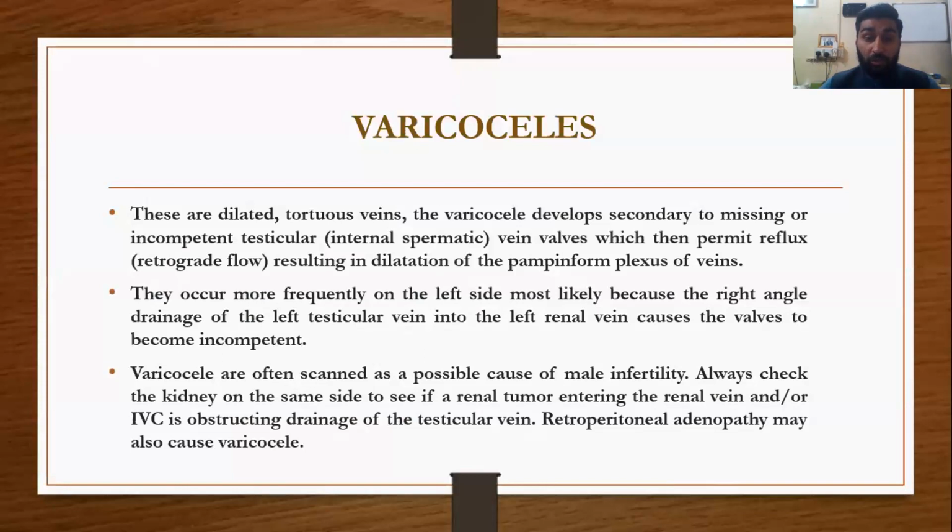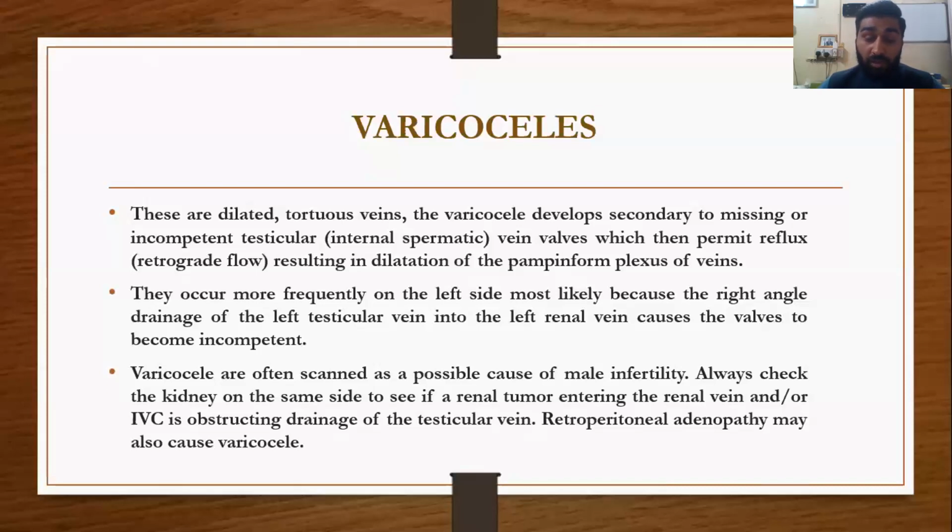They occur more frequently on the left side, most likely because of the right angle drainage of the left testicular vein into the left renal vein, which causes the valves to become incompetent. I have discussed this before, why varicocele is more common on the left side rather than the right side. Varicocele is often scanned as a possible cause of male infertility. And do you know that varicocele accounts for 35 to 40% of primary male infertility, whereas 81% of secondary male infertility? So it's a big figure.